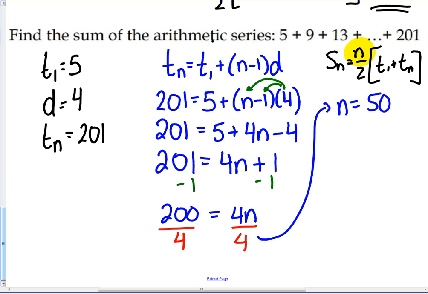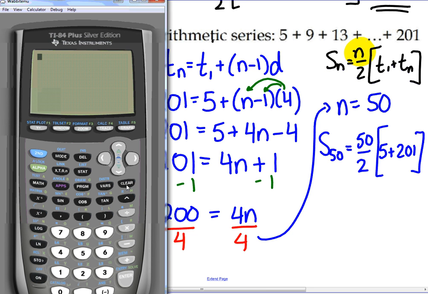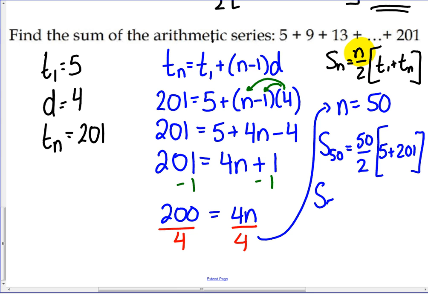Yes. You don't have to use the second formula. We can use this first one because we know our last term. So 50 over 2 times, our first is 5, our last is 201. 25 times 206. Or you can type it in, 50 divided by 2 times 5 plus 201. 5150, or 5,150? I guess I am a math teacher. I should pronounce it right.